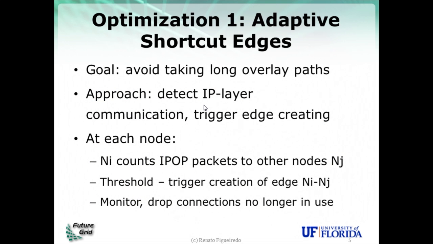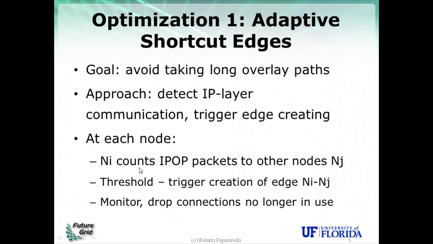Now let's discuss some of the important optimizations that lead to these performance levels in IPOP. One very important, perhaps the most important, optimization is adaptive shortcut edges. The goal here is to avoid the long log n overlay paths for nodes that are communicating frequently. The overall approach is to detect that IP layer packets are flowing between two endpoints, and trigger the creation of an edge between them.